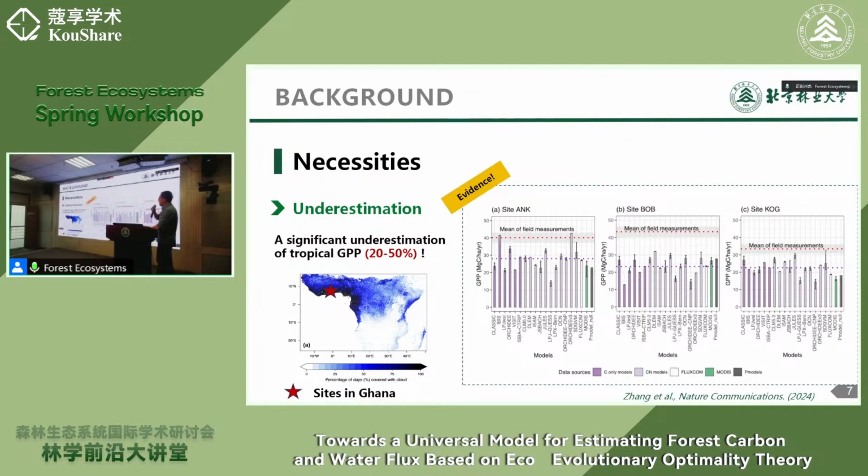Also, here is a very recent study published in Nature Communications in 2024. Our colleagues employed observations from 3 tropical forest sites in Ghana, in Africa, and we have a workshop on tropical forests today. Tropical forest is the most productive ecosystem in the world because it has very sufficient water supply and radiation. But there is a very common underestimation of the gross primary productivity within these 3 tropical forest sites. We can see here about 20% to maybe 50% underestimation has been observed in these 3 tropical forest sites. So we are wondering if we can improve the model.